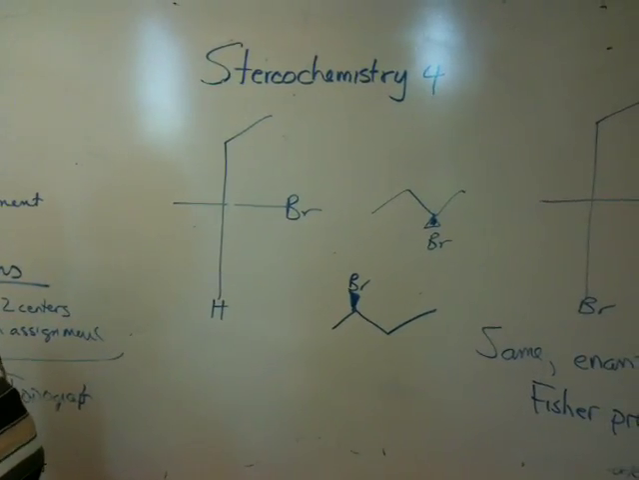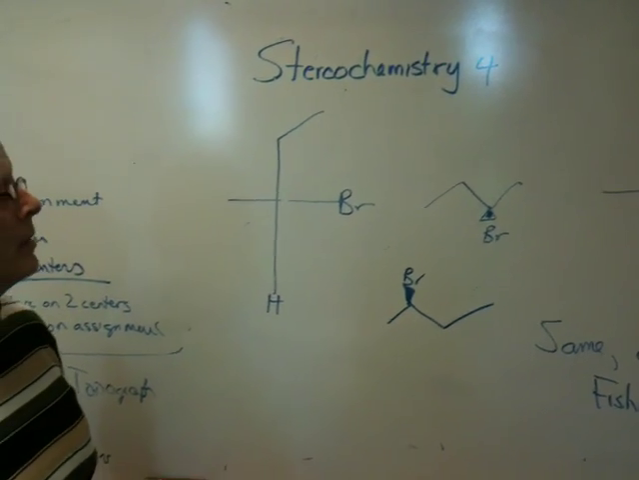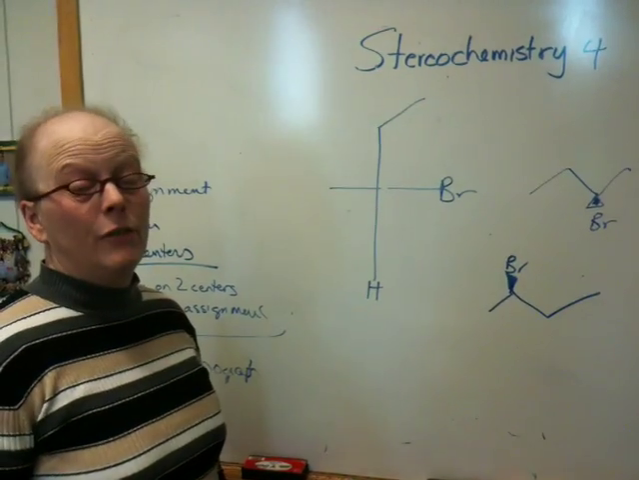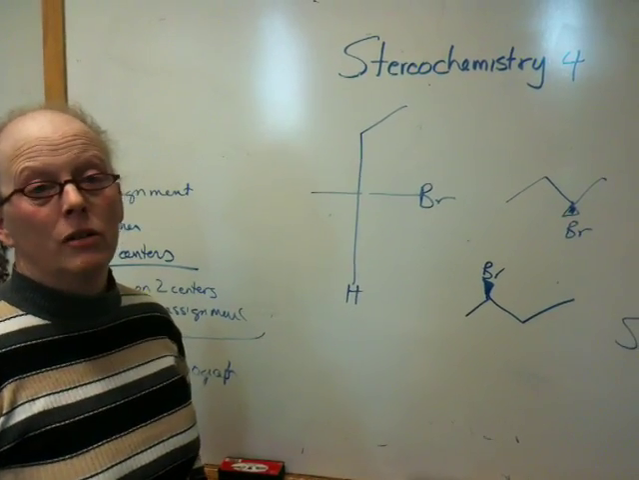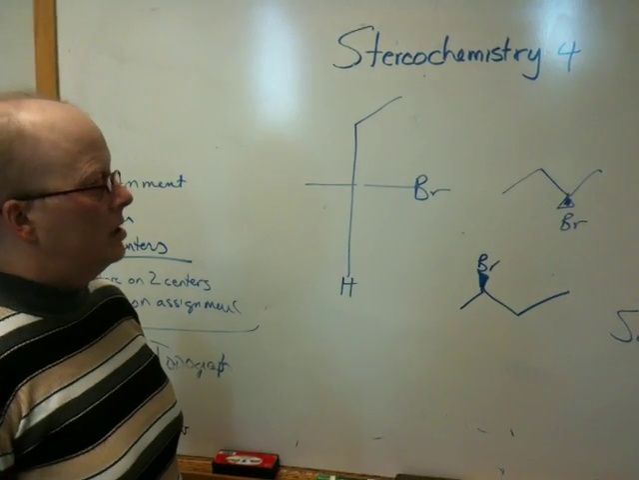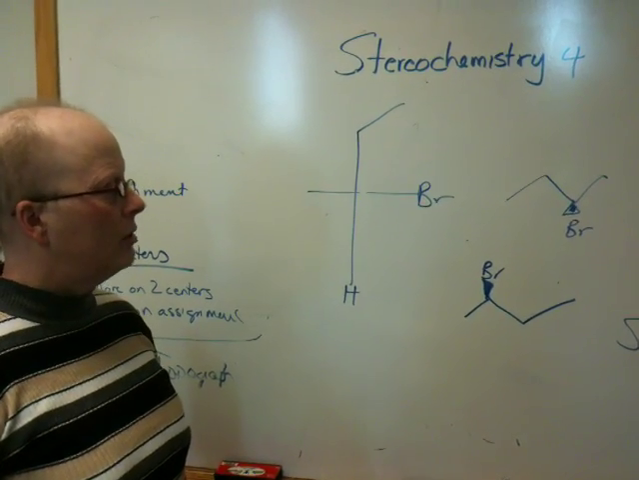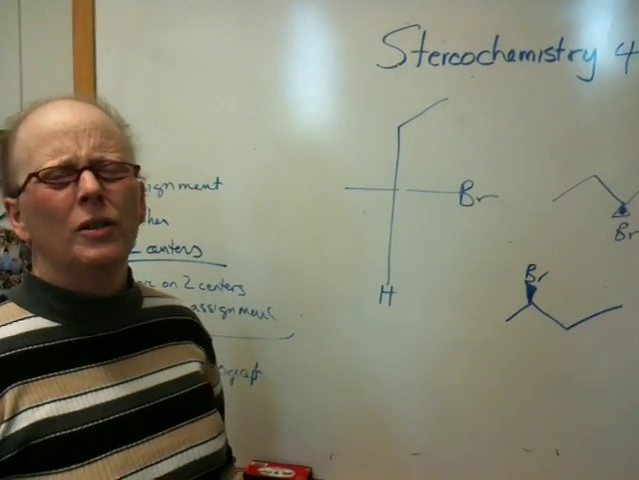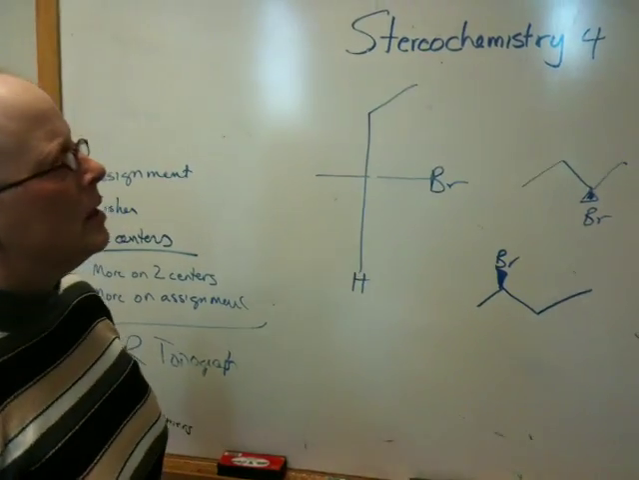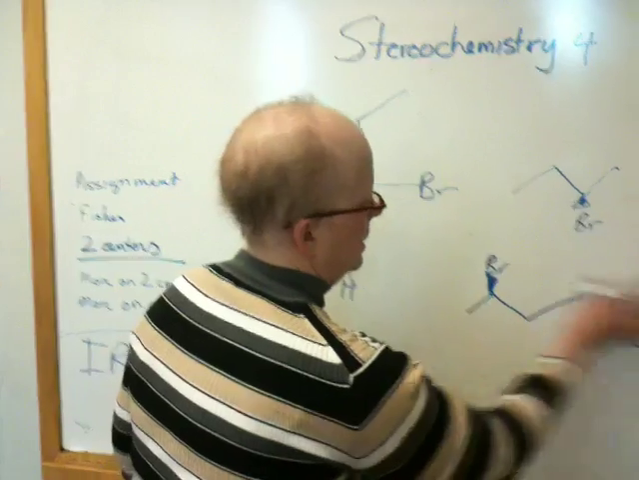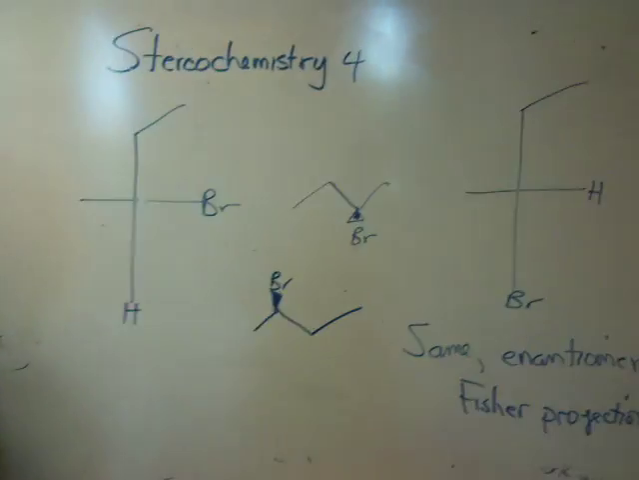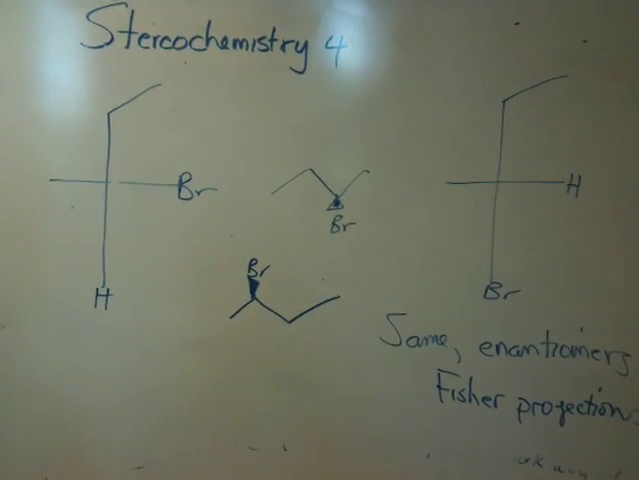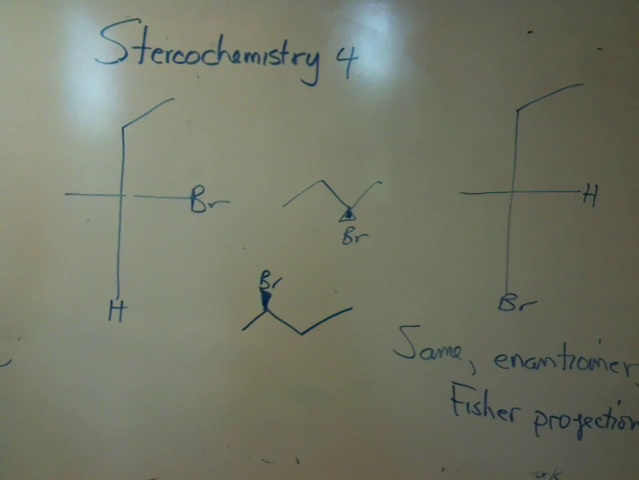In this part of the series, I'm teaching you a different way to draw a stereocenter in 3D, and also how to assign them, and how to tell the difference between molecules. What are the relationships between molecules? I've drawn a bunch of molecules up on this board. These molecules could be the same, or they could be enantiomers.